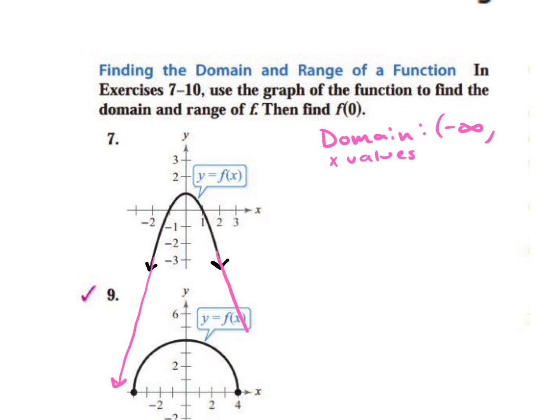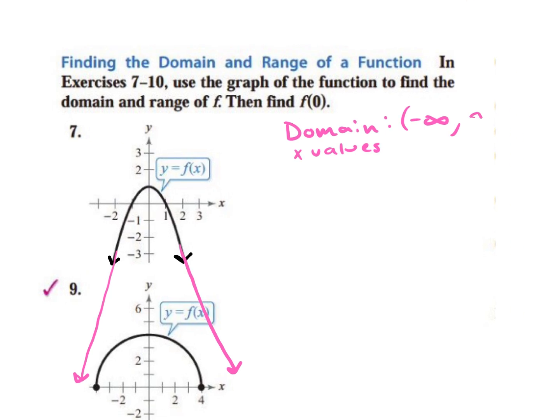Same idea for the right arrow. This goes forever in the right direction. So what would our largest x value be? Positive infinity. Perfect. Same thing with the range. Range, we're talking about the y values. So what's our smallest y value that our graph has? Negative infinity. We start at the bottom. Our graph is going down to negative infinity.